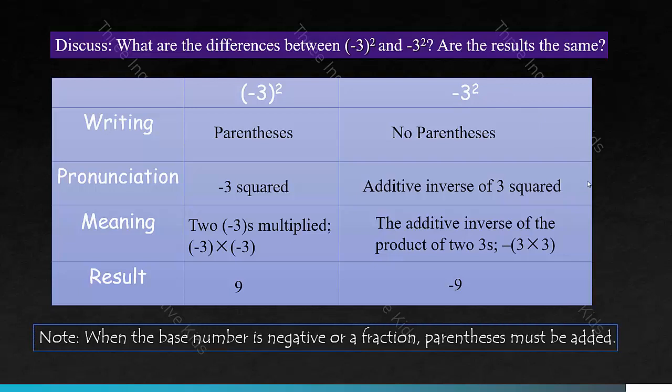So now you know that if the base number is a negative or a fraction, the parentheses must be added. And if you're wondering why we have to add it if it's a fraction, it's because if you don't add it, they might think that the exponent is only part of the numerator.